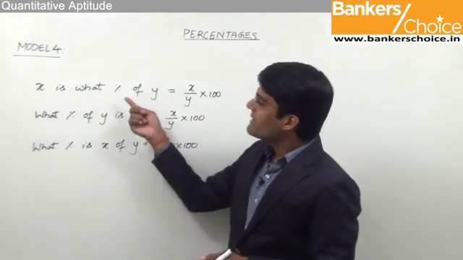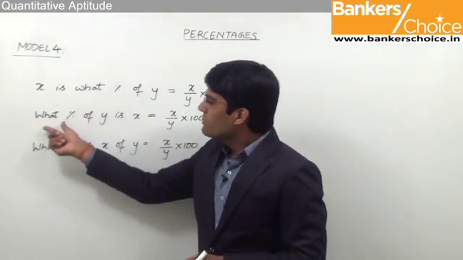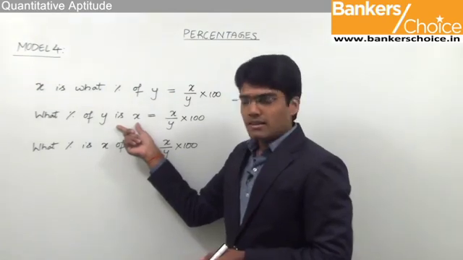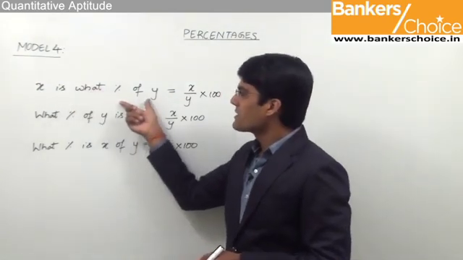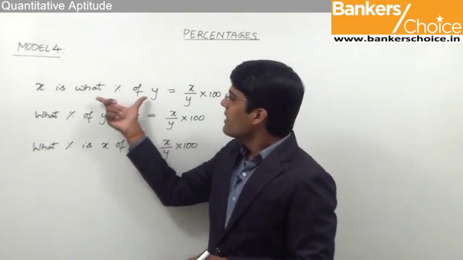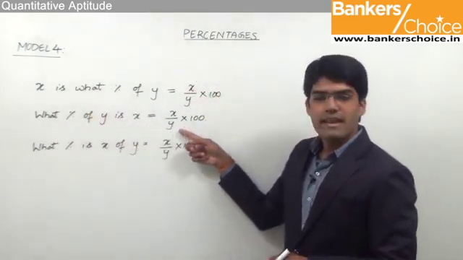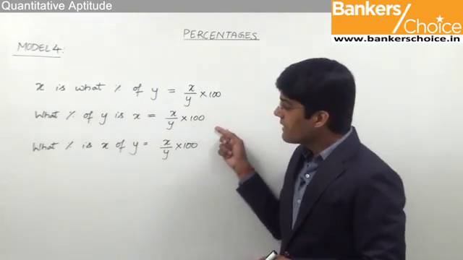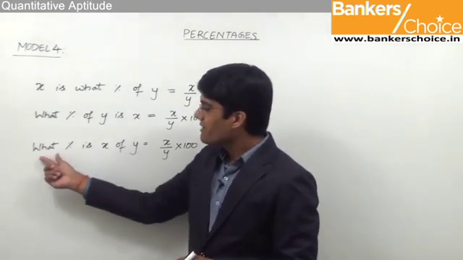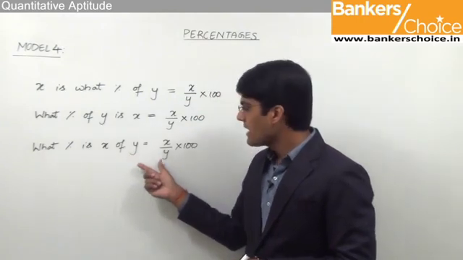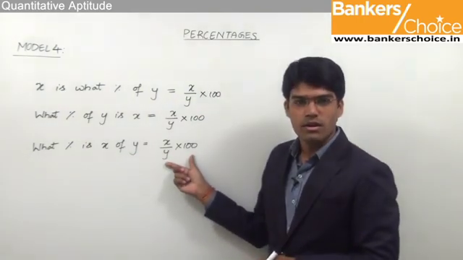The other ways of asking the same question here is what percent of Y is X? Now this is as good as X is what percent of Y. What you can see here is what percent of Y is X. So the answer again remains X by Y into 100. Similarly, it can also be taken in terms of what percent is X of Y. Answer again is X by Y into 100.